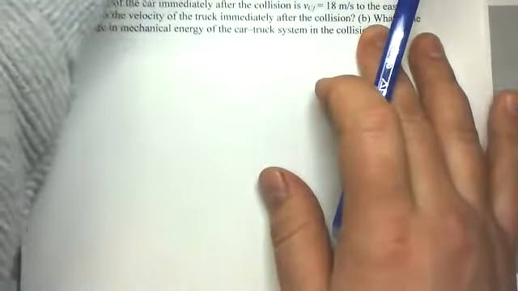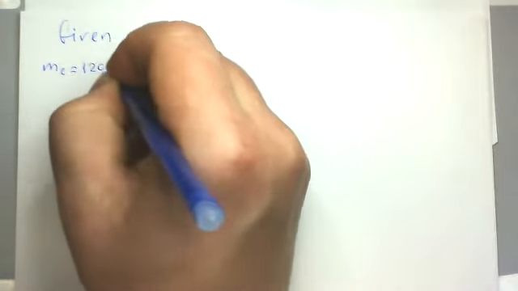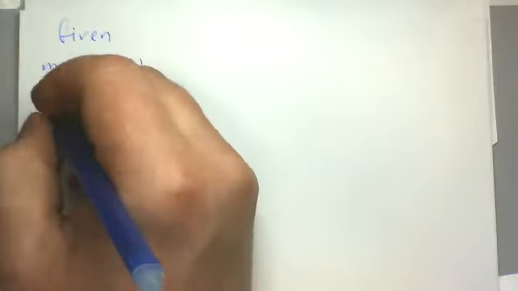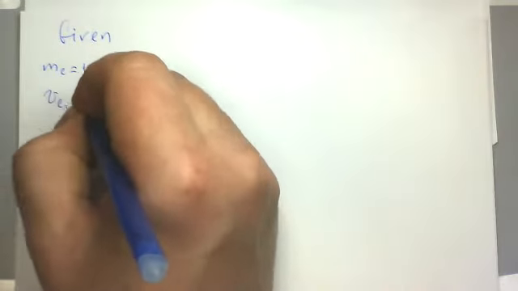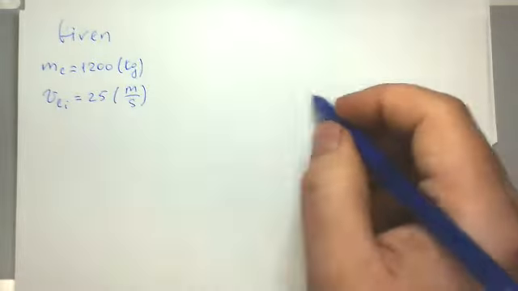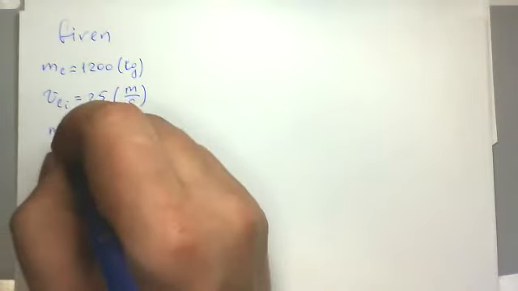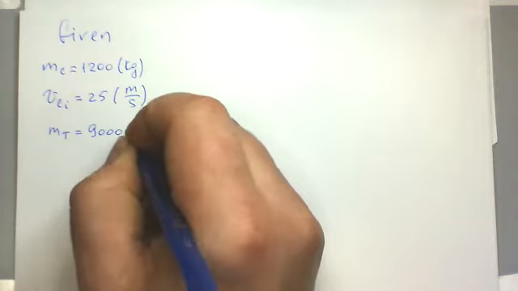So, okay, let's first collect what is given. The given box. The mass of the car is 1,200 kilograms. Its initial speed is 25 meters per second. They are moving along a straight line to the east. The mass of the truck is 9,000 kilograms.